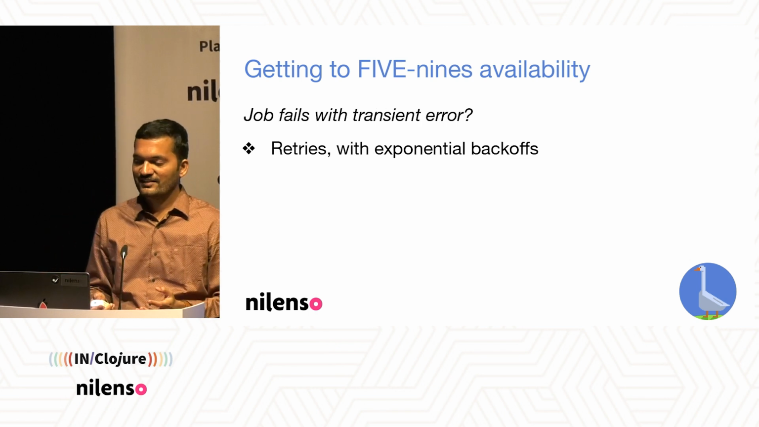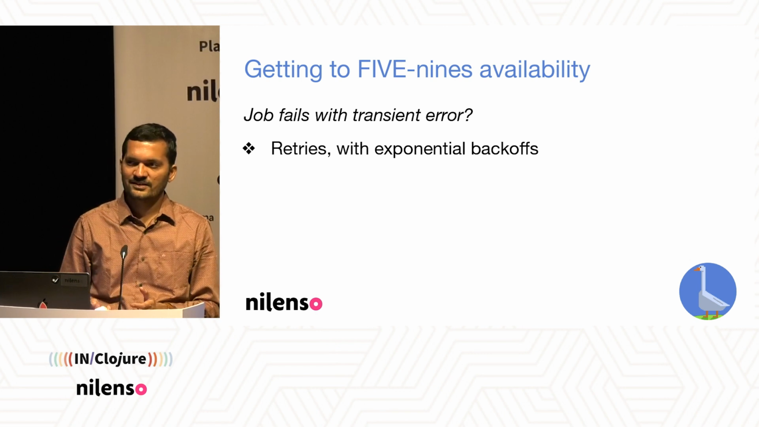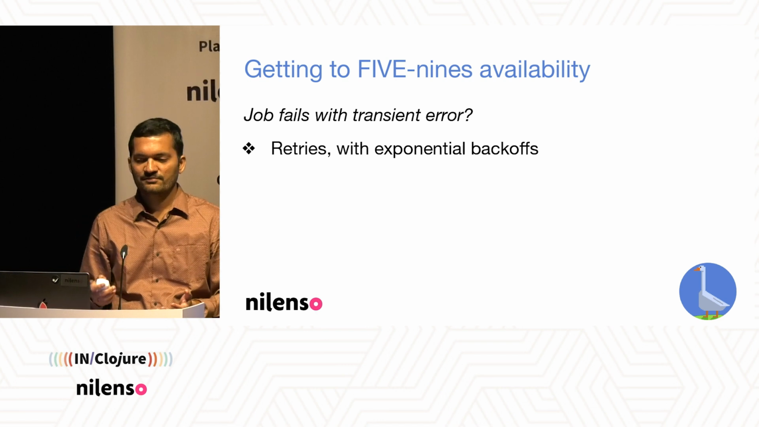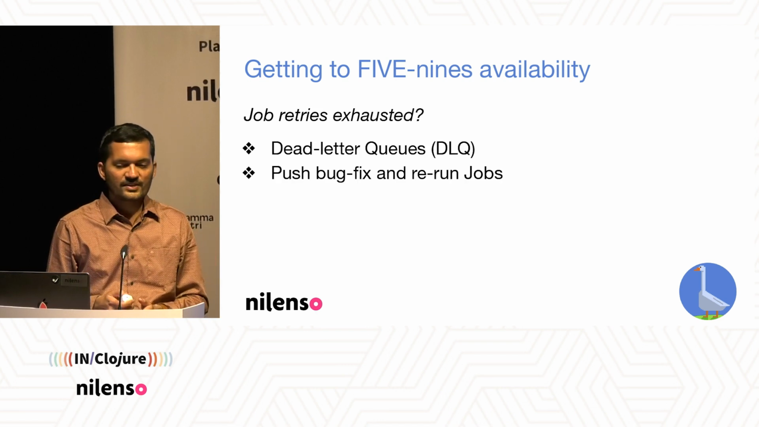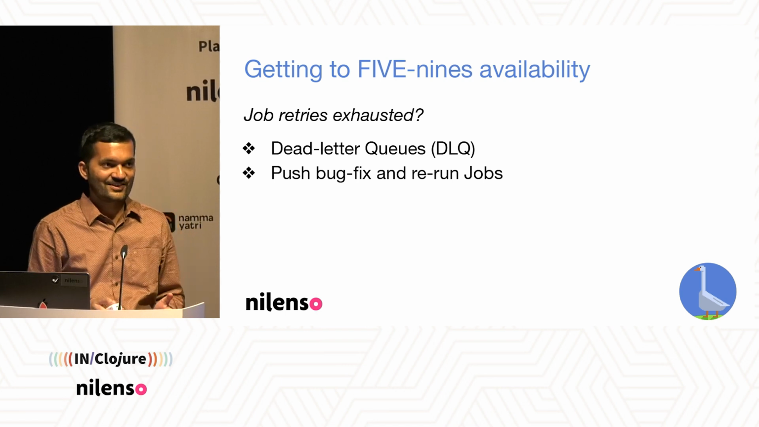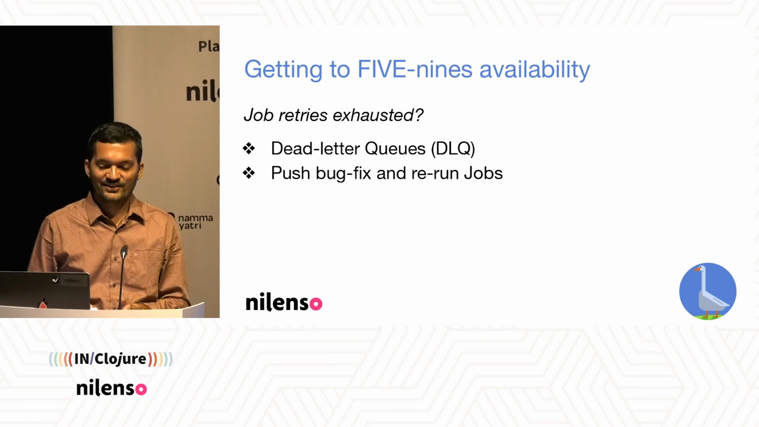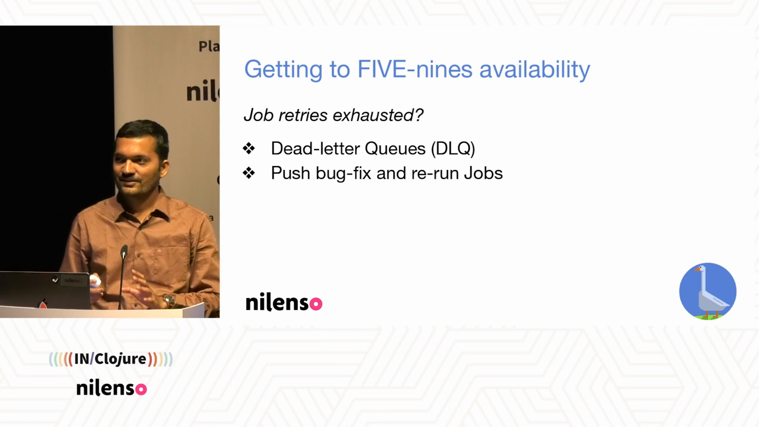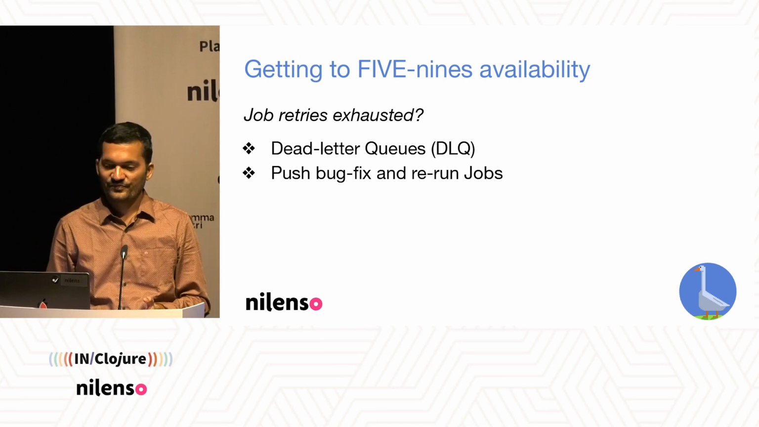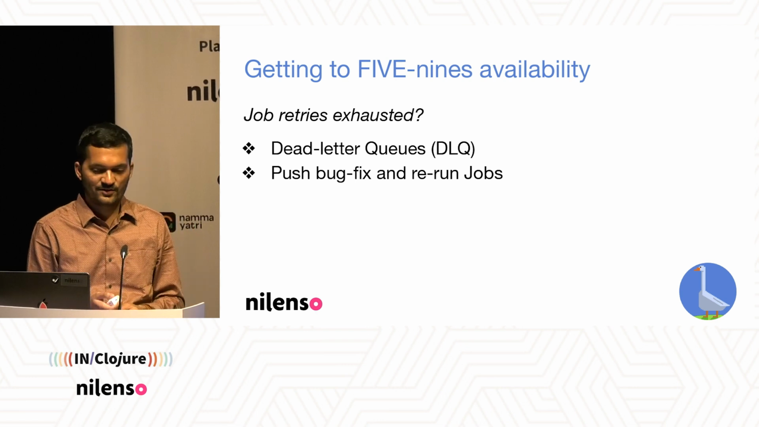What if a job fails with a transient error, right? Something which is transient for now but will recover later. To solve that, you can have retries with exponential backoffs, right? What if now the job retries are exhausted? The transient error was not transient, but it was actually a bug, and your 10, 20 retries got exhausted. So instead of discarding that job altogether, you can store them in a dead letter queue. And you push your bug fix and rerun those jobs.